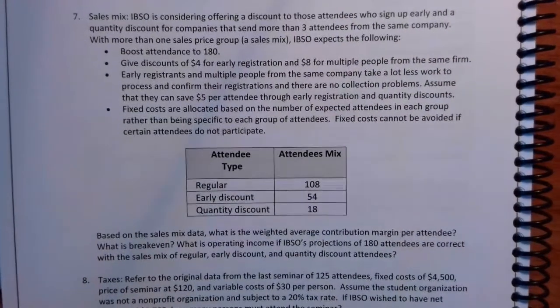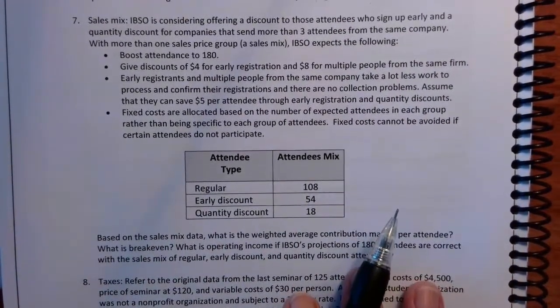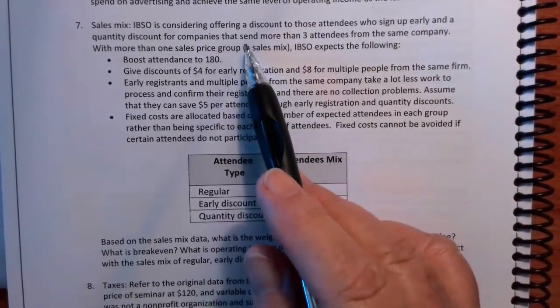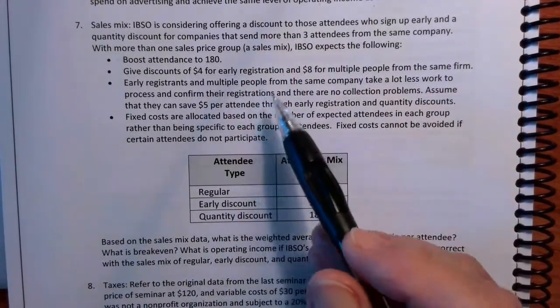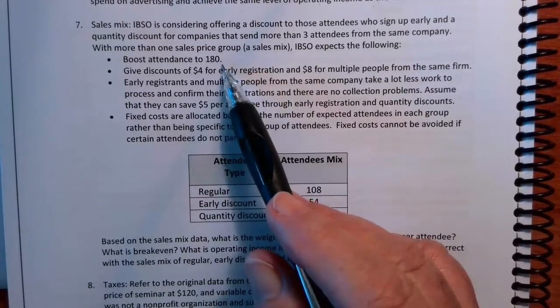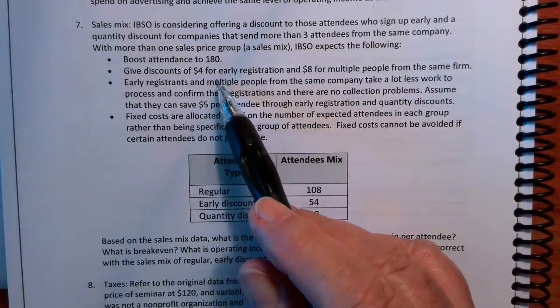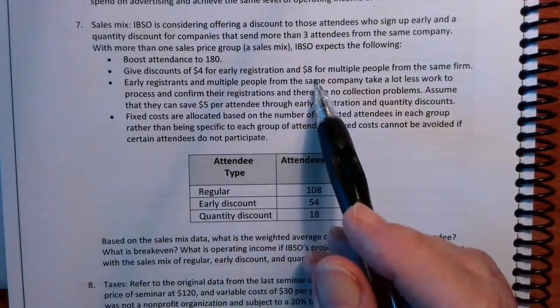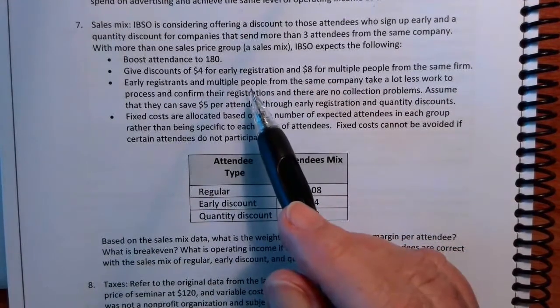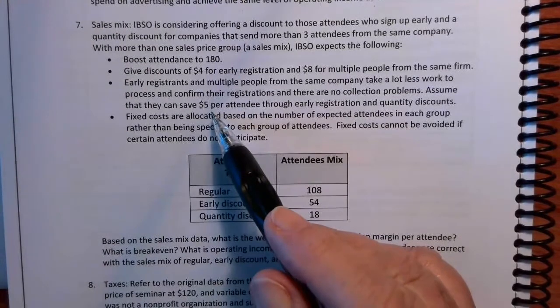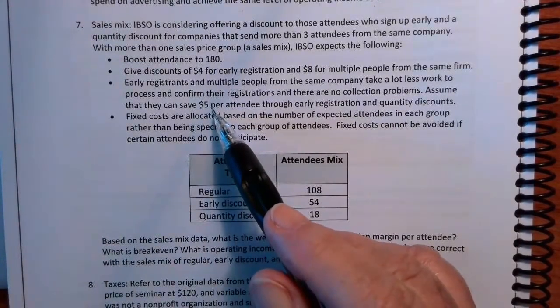This is a sales mix problem, and this IBSO is considering offering a discount to those who sign up early and a quantity discount for companies that send more than 3 attendees from the same company. So they want to boost attendance to 180, give discounts of $4 for early registration and $8 for multiple people from the same firm. And early registrants and multiple people from the same company take a lot less to process and confirm the registration, so they think they can save $5 per attendee. So our contribution margin will be higher. Well, not necessarily. The variable costs will be lower.